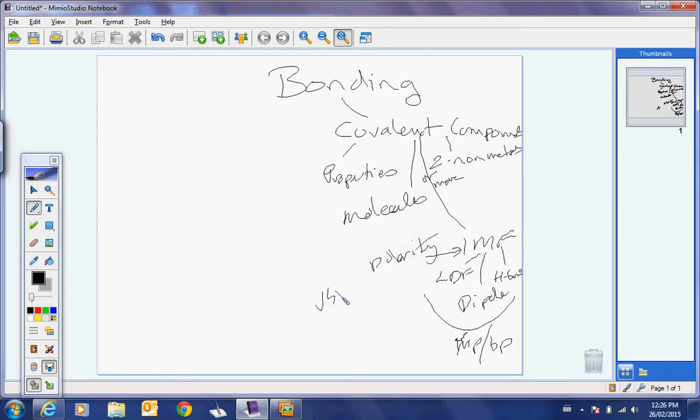VSEPR, valence shell electron pair repulsion theory, to learn about polarity. Before VSEPR, what did we have to learn? Lewis diagrams. And what else? Structural diagrams, which are the ones with the sticks.